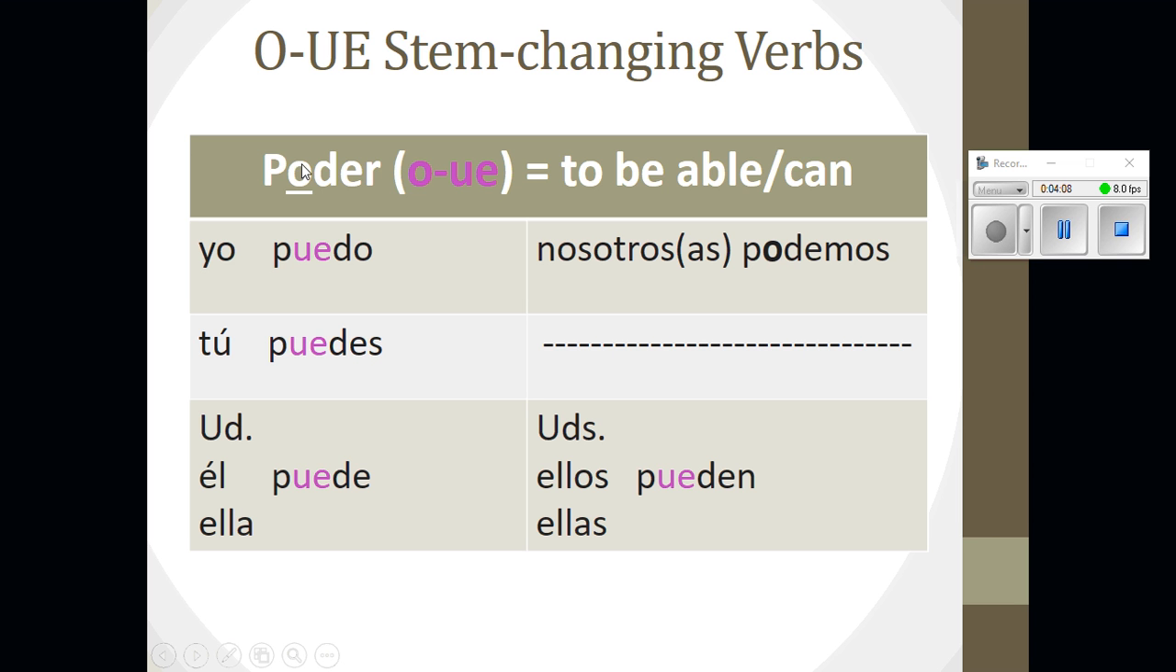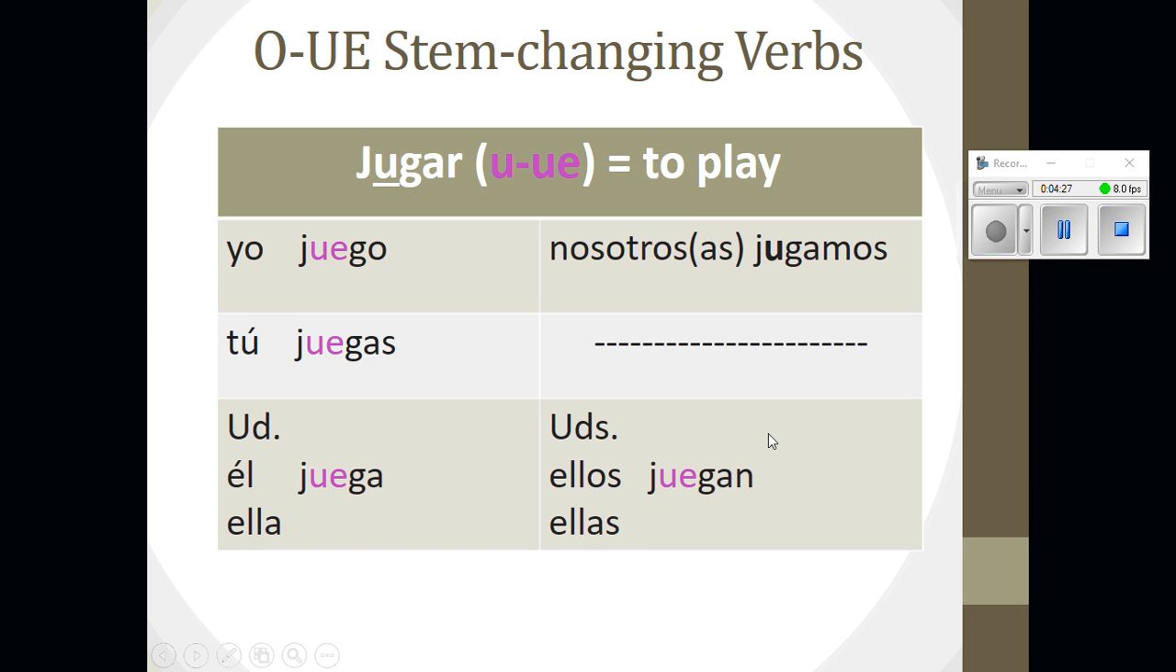All right, let's look at this verb poder. Remember, it is an O to UE stem changing verb. So what we want to do here is conjugate and stem change the ones that will stem change. Remember, we talked about this being a shoe or a boot verb, because you can draw a shoe or a boot around the ones that change.